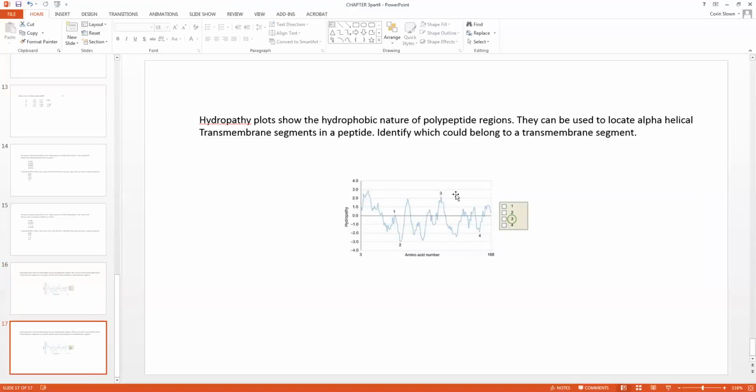So those are some examples of some practice problems that are great examples of the ways that you can use the information that we've learned in this chapter.